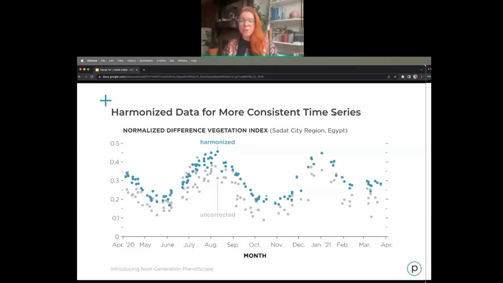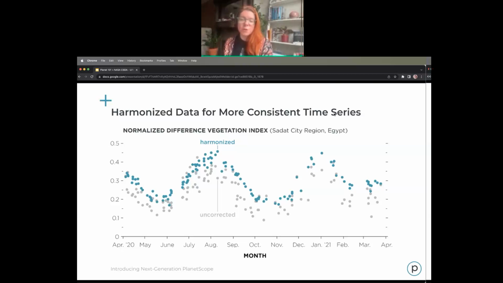Another thing that we've offered now is harmonization of the data sets to Sentinel-2. Previously our data was harmonized to our RapidEye archive. If you're not familiar with RapidEye, that was a constellation that we operated from 2009 to 2019, at which point the satellites reached the end of their operational lifespan and they were deorbited. So that whole archive is also available through the NASA CSDA program.